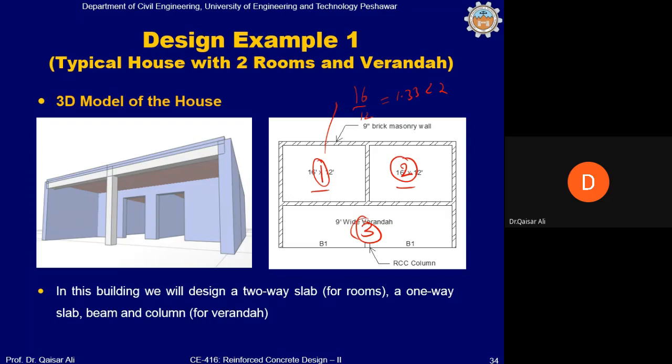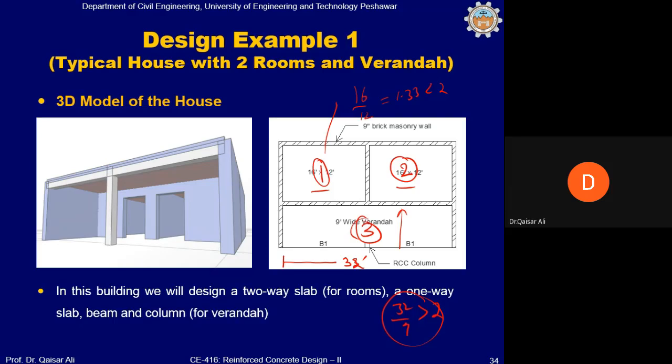And what about panel 3? Is it a one-way slab system or two-way slab system? Panel 3. Sir, one way. One way. It is a one-way slab system because the total length of the veranda is almost 33 feet or 32 feet, and the width of veranda is 9 feet. So 32 divided by 9 is greater than 2. That is why it is a one-way slab system.